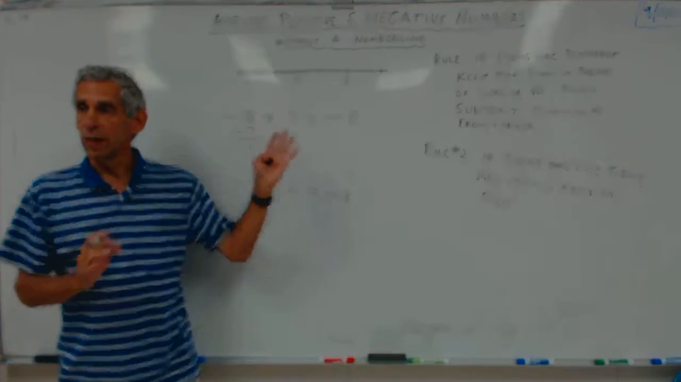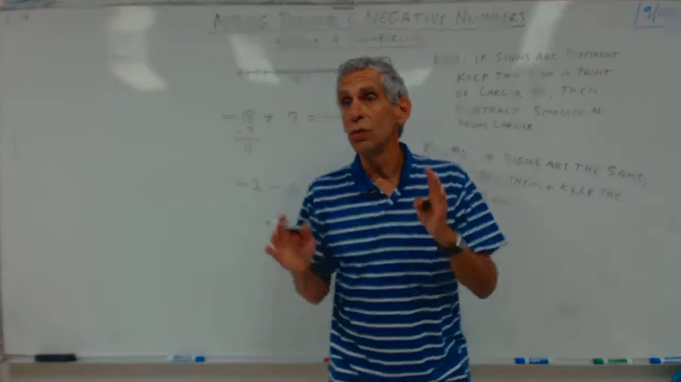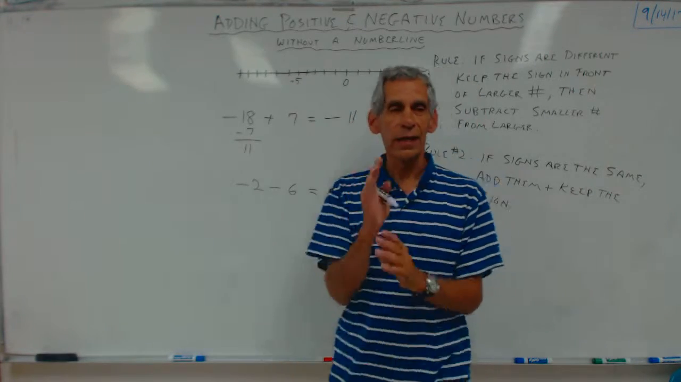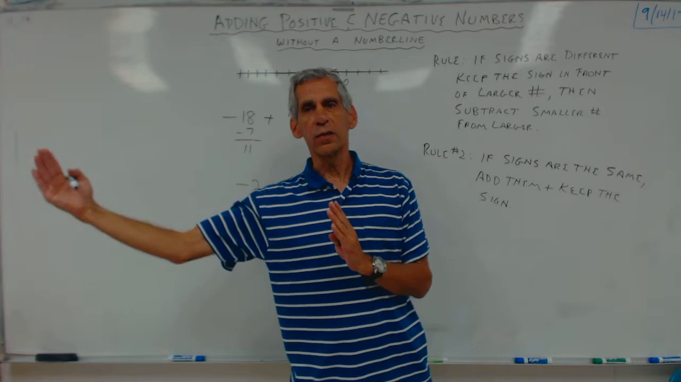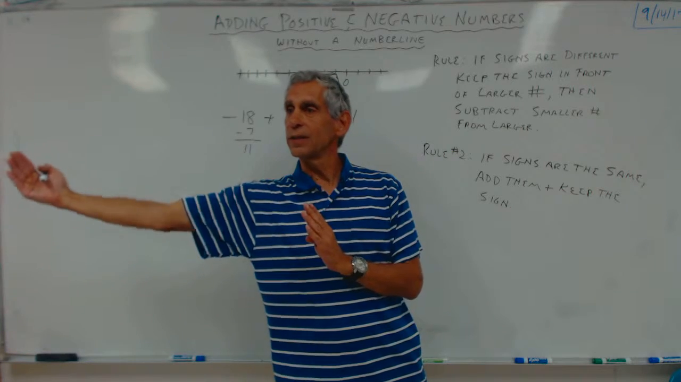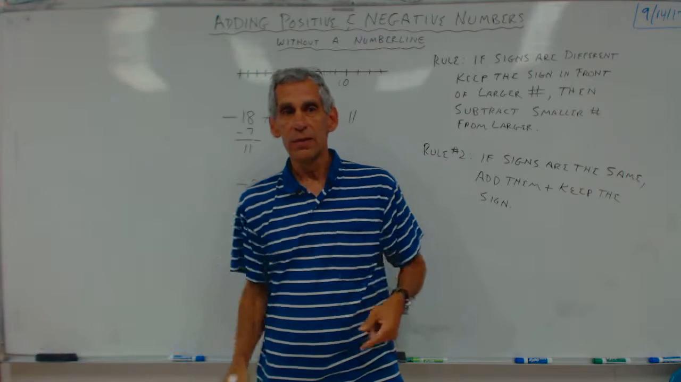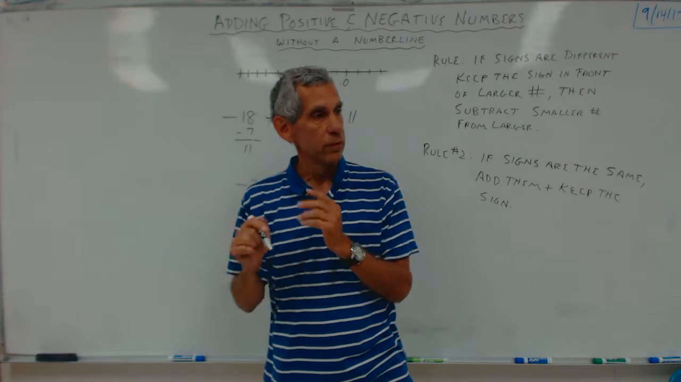Even though you don't use the number line on these, I often do theoretically. And I will often go like this. Negative 2, negative 6. Oh, they're both going in the same direction. I'm going to add the numbers and I'm going to just keep the negative, right? Does that make sense? Sometimes that's really helpful for some people.